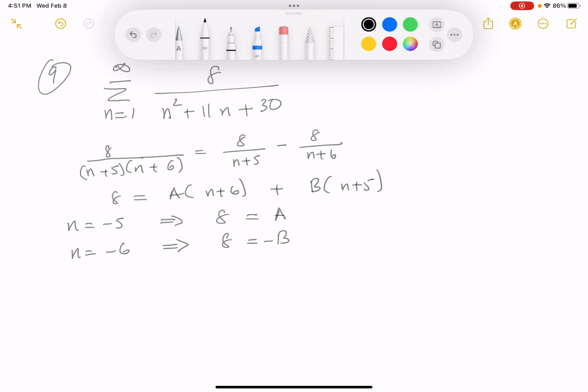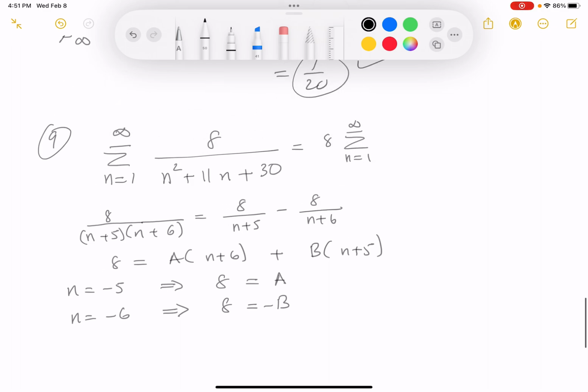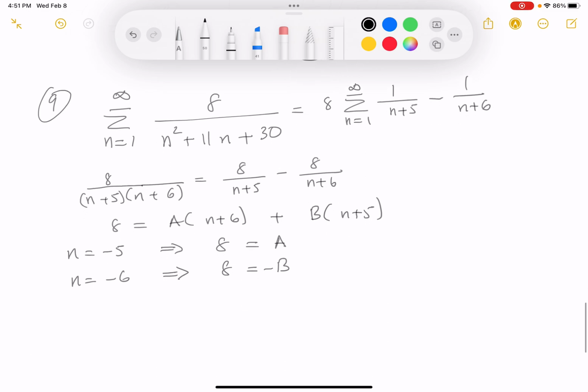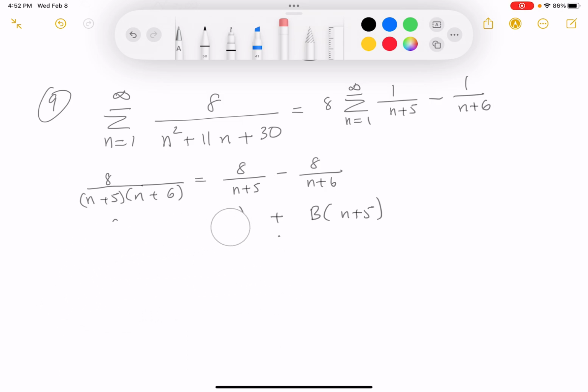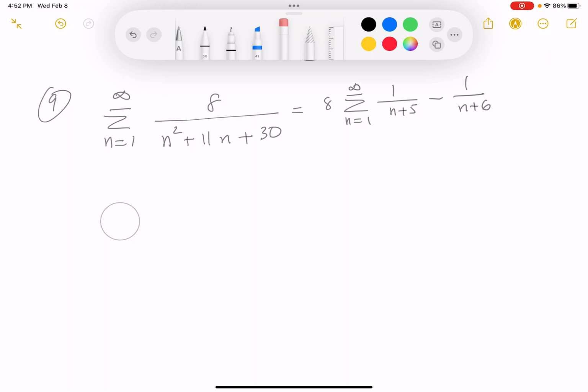And let's go to town on it. So I'll write this over here. I'm going to pull the 8 out. I'm getting a little better at this. This can be 8 times the sum n equals 1 to infinity of 1 over n plus 5 minus 1 over n plus 6. All right? So I'm going to erase things that I'm pretty comfortable with. I think we're okay with the partial fractions. Pretty simple problem, by the way. If I made a mistake, we'll discover that when we look at the key.